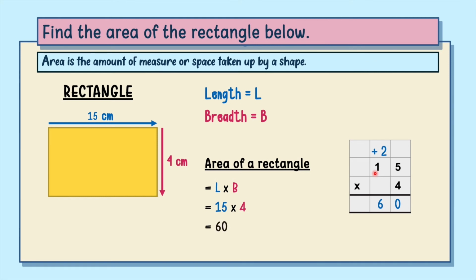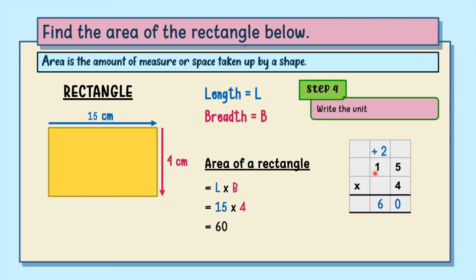Is this my final answer? No, it's not. Step number 4, we have to write the unit. So what is the unit used here? Centimeter. So for an area, we should always write down centimeter square. 2 at the top. So the answer is 60 centimeter square.